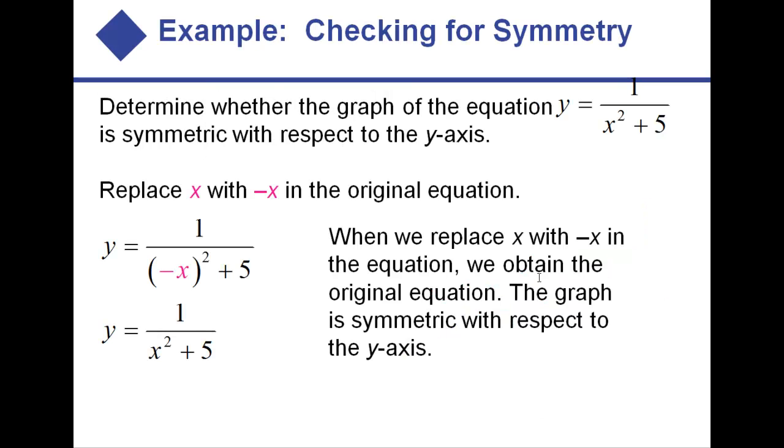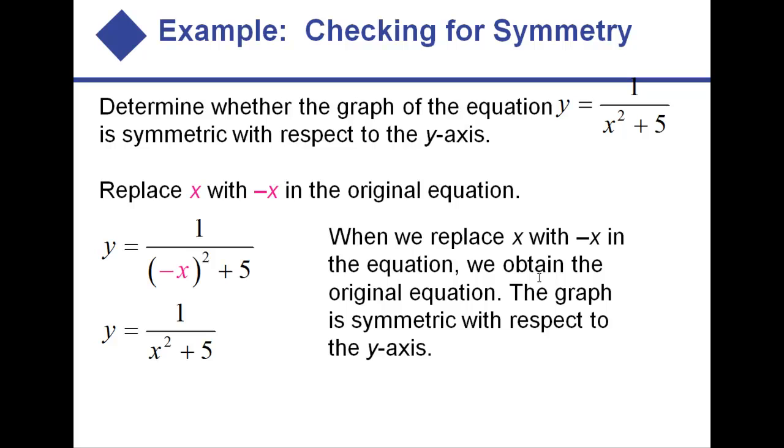Checking for symmetry, just to determine if something is symmetrical, is just plugging in. Because we know that if it's symmetrical in one direction, we're going to have a pair of x's. If it's symmetrical in the other direction, we know we're going to have a pair of y's, and if it's symmetrical across the origin, we know that both are going to work. So it's just a matter of checking.